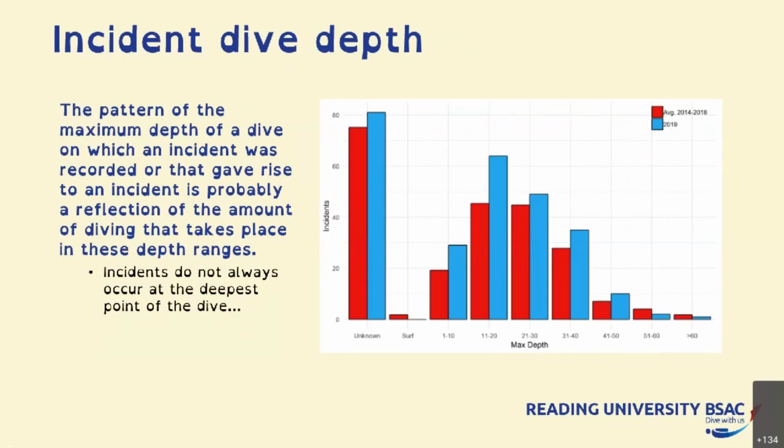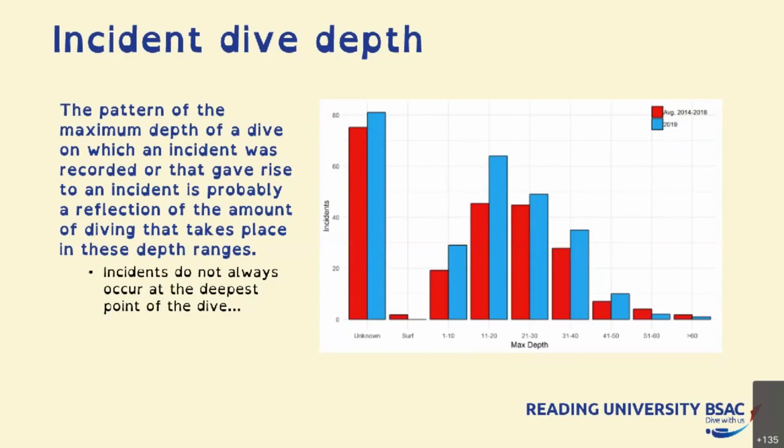We can have a look at the dive depth. There needs to be a little bit of interpretation that goes around these things. I've written in the blue text there that the pattern of the max depth of a dive that gave rise to an incident is probably a reflection of the amount of diving that takes place at these depth ranges. So just because you see a large number of incidents in 2019 in the 11 to 20 meters range, that doesn't mean that range is any more dangerous than, say, the 51 to 60 meters range, where there are very few dives occurring.